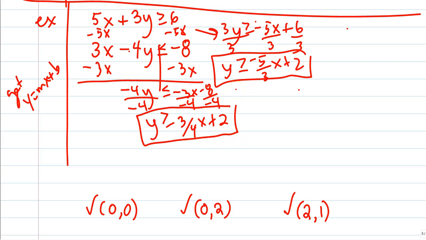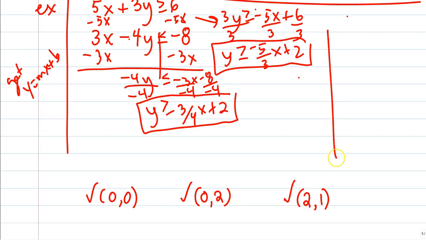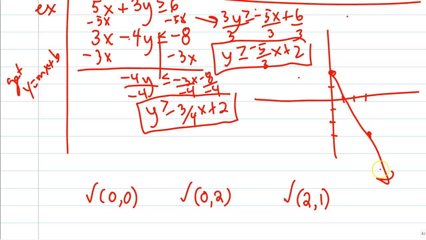What does this look like? Well, we graph this using the y-intercept and the slope. So the first equation had a y-intercept of 2 and a slope of down 5 over 3 to get to our next point. It says y is greater than, so I will be shading above this line, but I do recommend that you wait on that. Okay, that's what we would have done before.